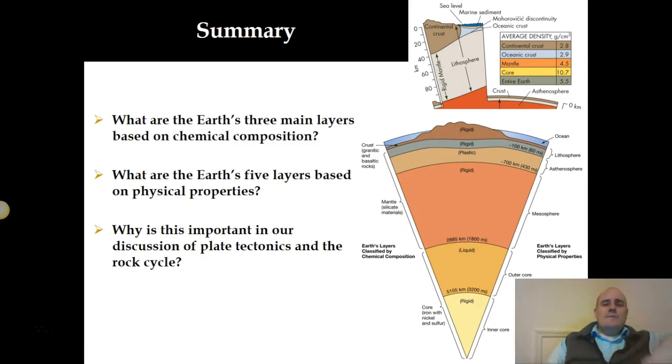Now, this is very important in our discussion as we continue on talking about the rock cycle and plate tectonics, because this is where we get a lot of our heat from that movement of the materials of the crust, and then will form volcanoes, earthquakes, and things like that. But the asthenosphere is that plastic layer in which the crust or the lithosphere is moving over top of to allow the plates to actually move around.